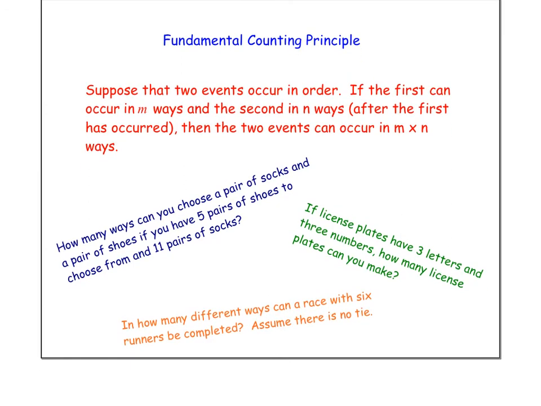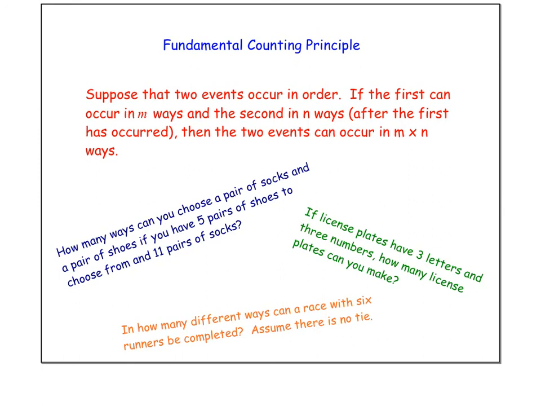The fundamental counting principle states, suppose that two events occur in order. If the first can occur in m ways and the second in n ways after the first has occurred, then the two events can occur in m times n ways. In other words, you take the total number of possible outcomes for the first event and multiply it by the number of ways the second event can occur, and that gives you your total possible outcomes.